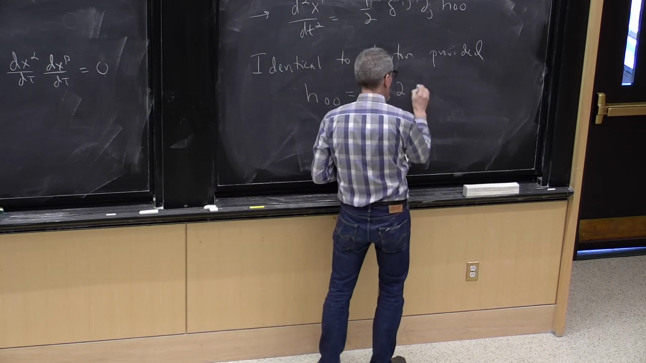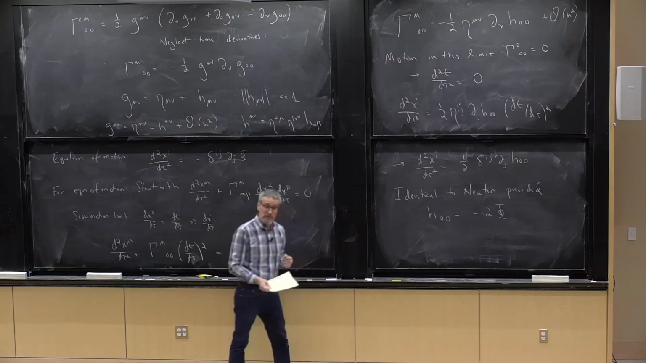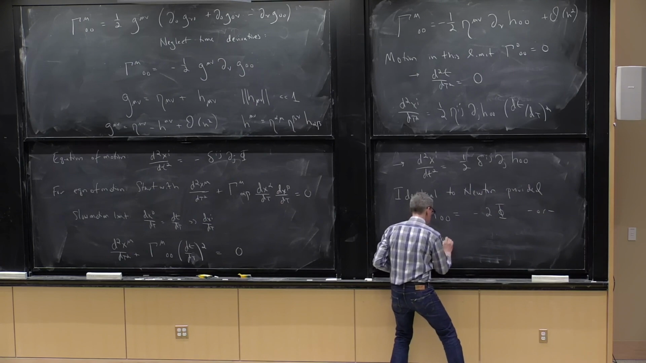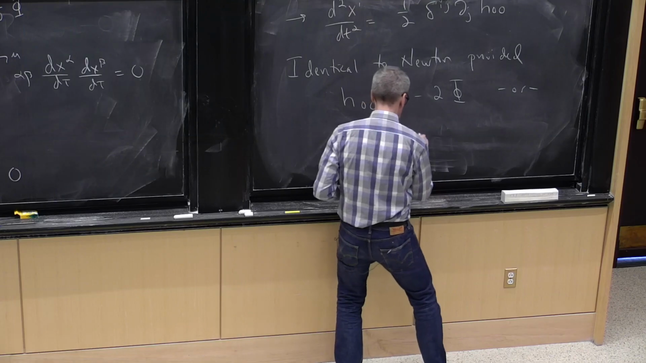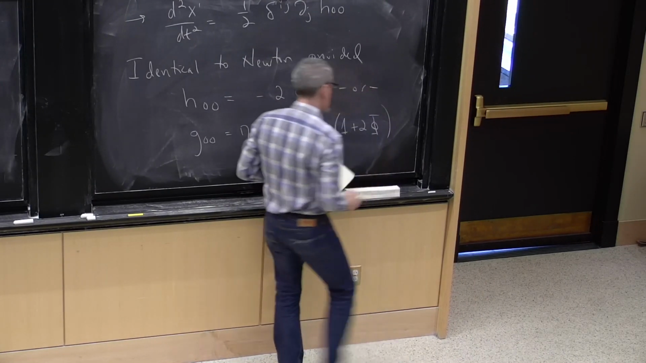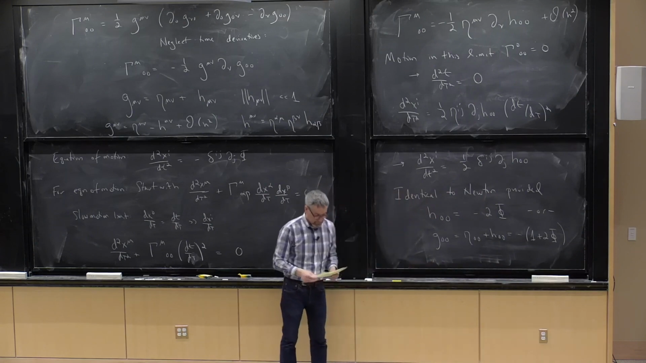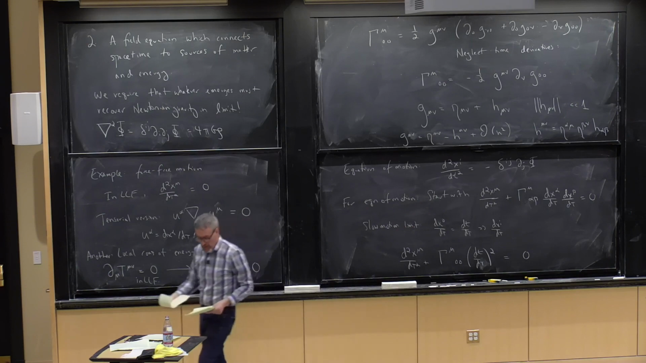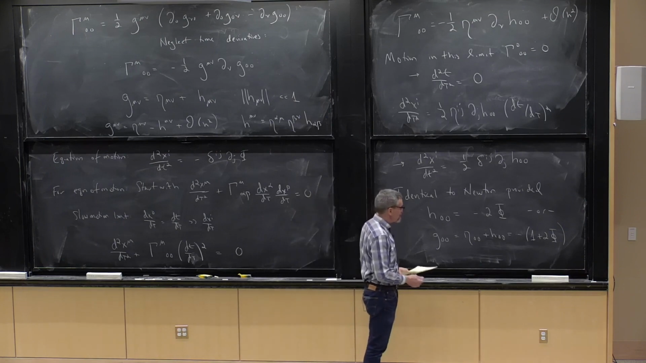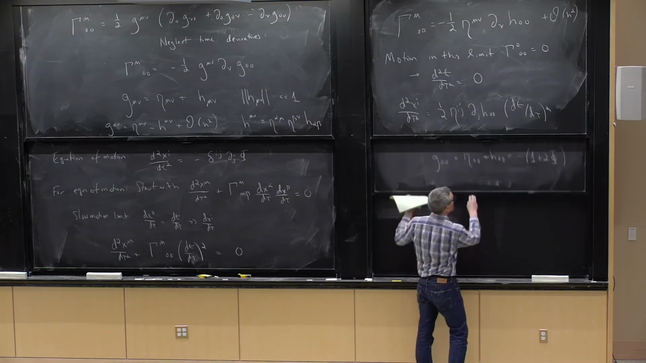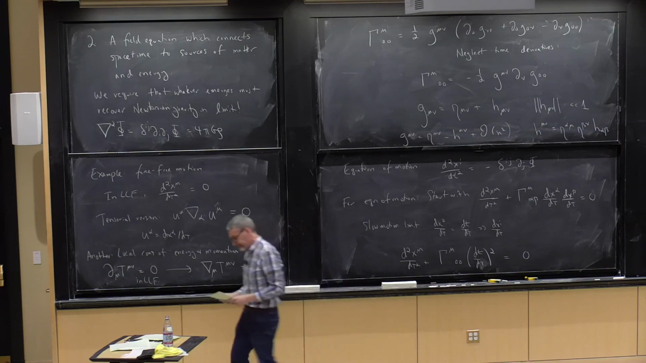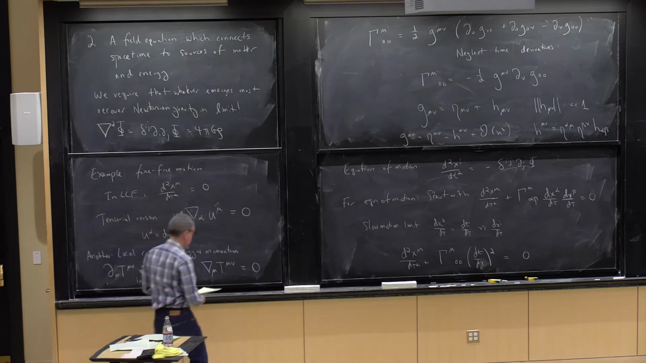H00 must be minus 2 phi, where phi was the Newtonian gravitational potential. Or equivalently, G00 is the negative of 1 plus 2 phi. All right, so that's step 1. We have made for ourselves a correspondence between what the metric should be and the equation of motion. We still have to do the field equation. So let's talk about that.